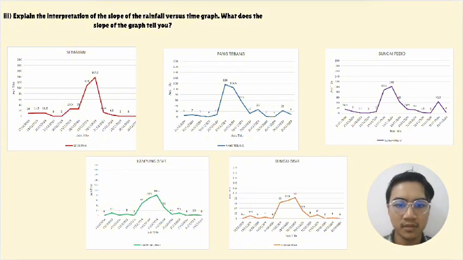Positive slope indicates an increasing rainfall intensity over time. Zero slope means that there is no change in rainfall intensity over time. Negative slope suggests a decrease in rainfall intensity over time.